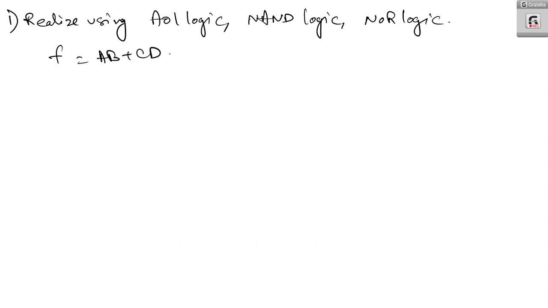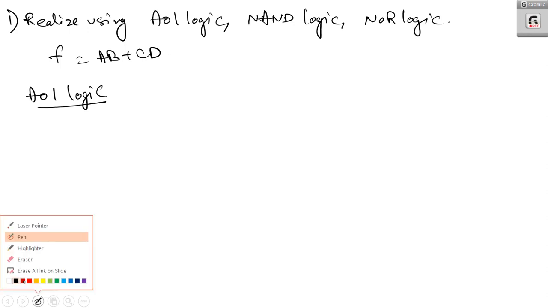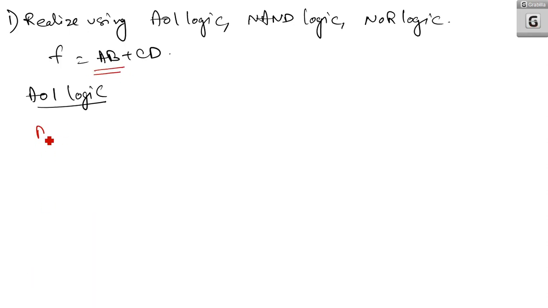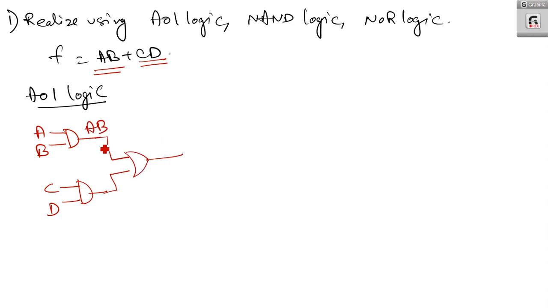Okay. So coming to AOI logic. Here what is the first term? Here first term is AB. So we can go for AND gate. A, B. So AND gate is ready. Second term is CD. Again we can go for AND gate. C, D. That is another AND gate. That two are ORed. So here what do we get? This is AB, this is CD. So you will get here AB or CD. That is equal to F. Okay. So your AND-OR-INVERT logic is ready.